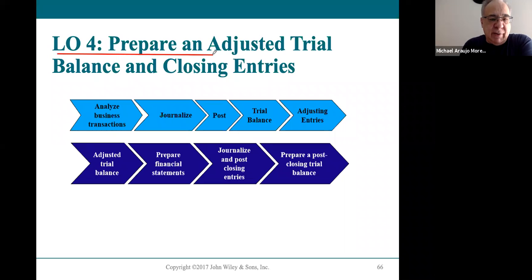So welcome to Learning Objective 4. We just did a whole bunch of adjusting entries in Learning Objective 2 and Learning Objective 3, which means we put all of these entries in the journal. If we put anything in the journal, it's going to affect the ledger. And so now that we've put in a whole bunch of new entries, we're going to have to make sure that the ledger is still balanced.